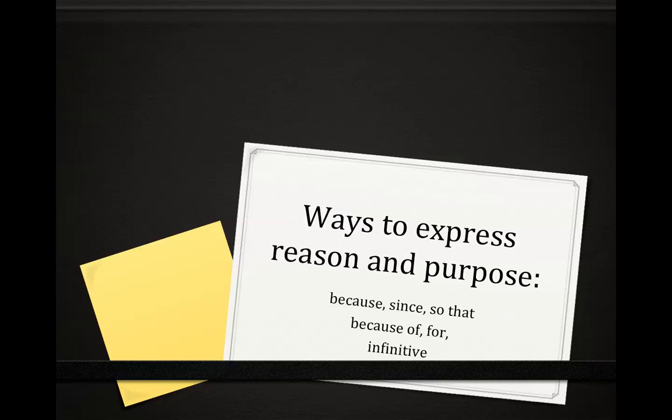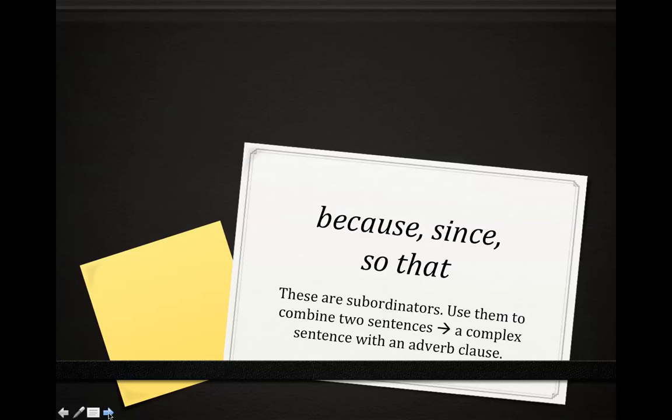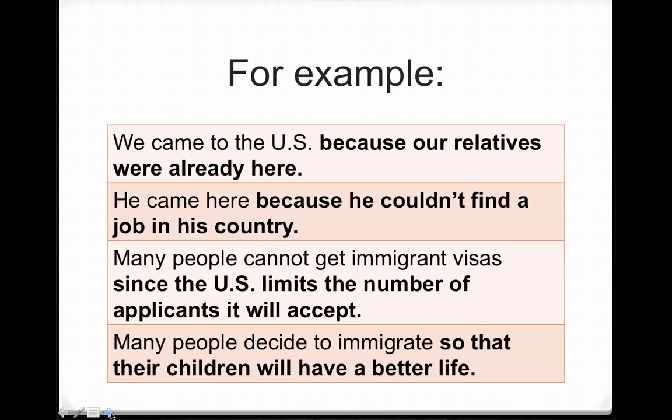Okay, this is about ways to express reasons for doing something and purpose for doing something. And we're talking about three different ways to express that kind of idea. Actually, we have other ways in English, but this lesson is about three of them. The first is using a subordinator, or subordinating conjunction, and you put these together to make a complex sentence with an adverb clause. We've studied this already.